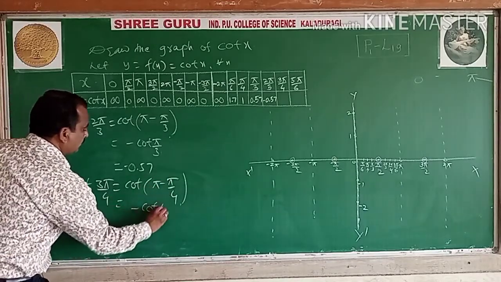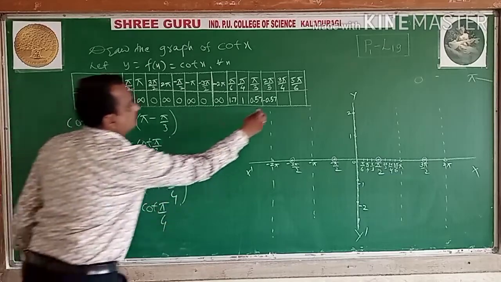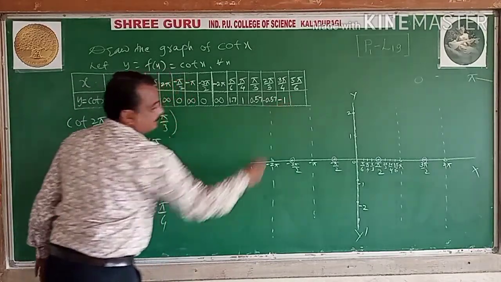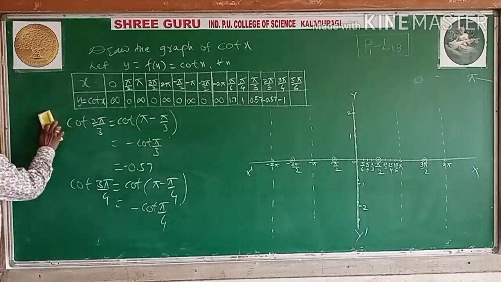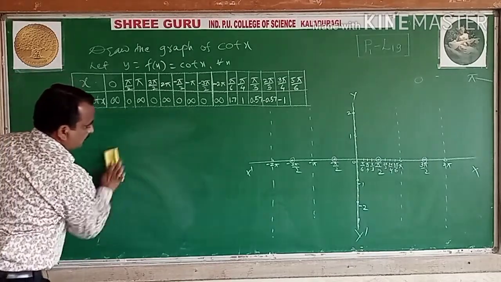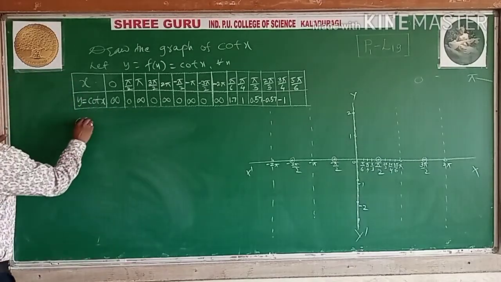Second quadrant, negative it is also. This is minus 1. Similarly, calculate cot of 5 pi by 6.